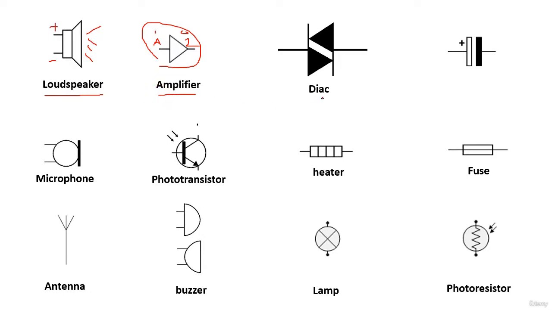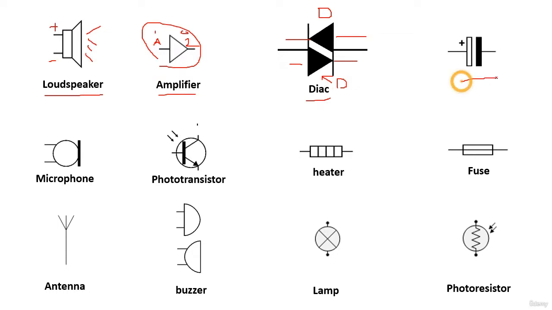This is the diode. We have two diodes here, as you see. This is the first diode and this is the second diode. So these are diodes, the first diode and over here we have the second diode. This is the diac.